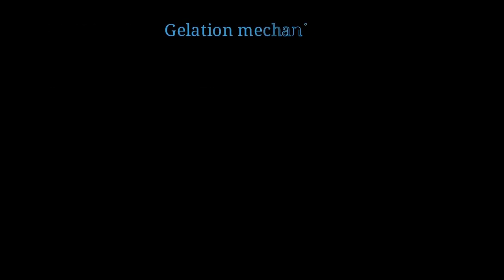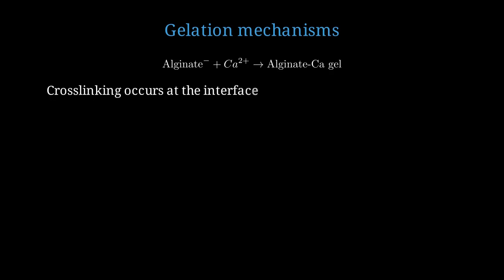Let me explain the chemistry behind gelation in these systems. Sodium alginate, which is negatively charged, reacts with calcium ions to form a cross-linked gel network. In microfluidic devices, this cross-linking occurs at the interface between the alginate droplet and the calcium solution. The gelation time can be controlled from milliseconds to seconds by adjusting calcium concentration and pH.